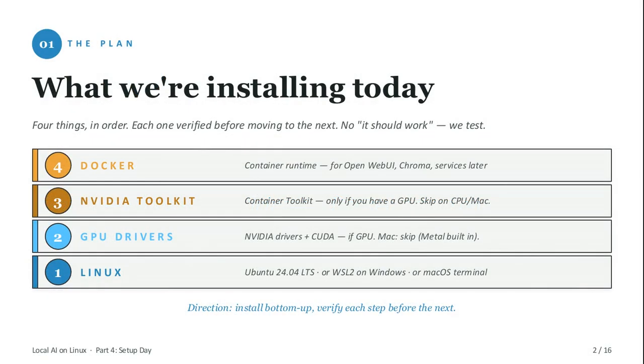So here's the plan. 4 layers built from the bottom up. First, a proper Linux environment: Ubuntu 24.04, or WSL2 if you're on Windows, or just the macOS terminal. Then if you have an NVIDIA GPU, the drivers and CUDA. Mac users skip this since Metal is already built in. Next, the NVIDIA Container Toolkit, which lets Docker actually see your GPU, again, GPU only. And finally, Docker itself, the container runtime that'll host OpenWebUI, Chroma, and pretty much everything we add later. We install in that order and we verify each layer before touching the next one.